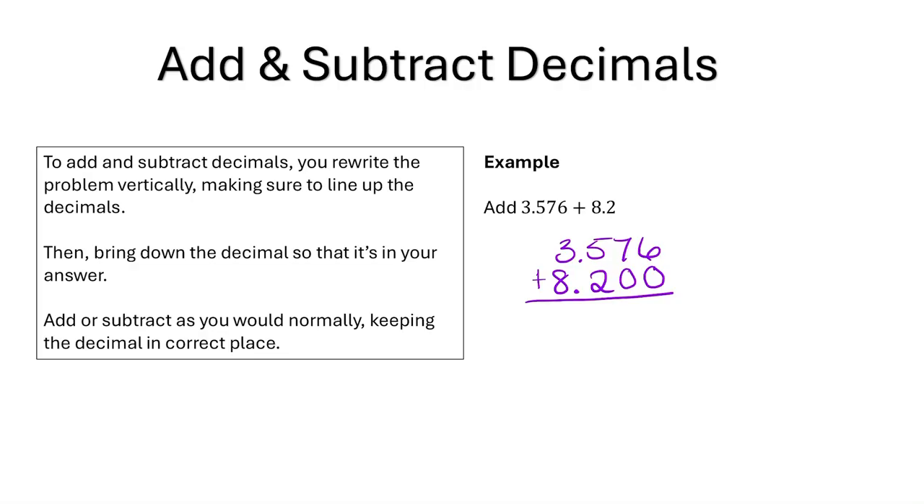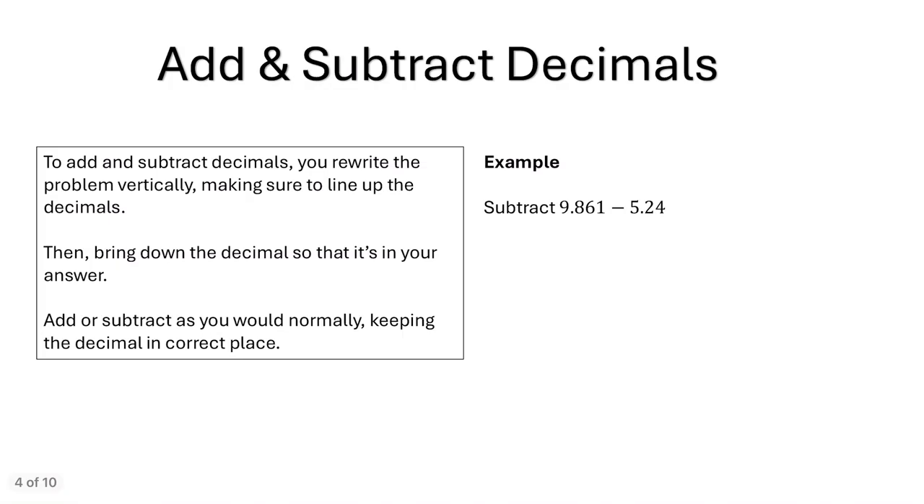So we have 6 plus 0, so that's 6. 7 plus 0 is 7. 5 plus 2 is 7. And then I bring down my decimal. And 3 plus 8 is 11. So we have 11.776. So now let's try subtracting decimals.